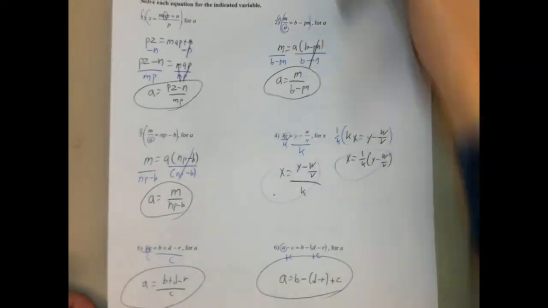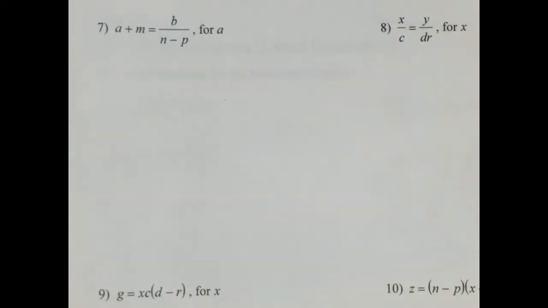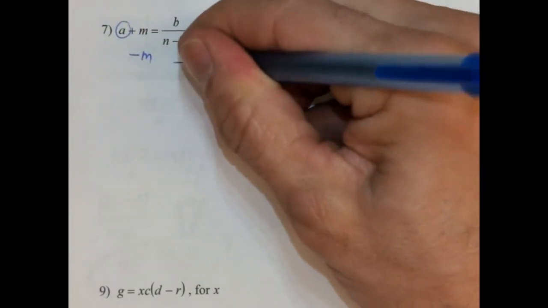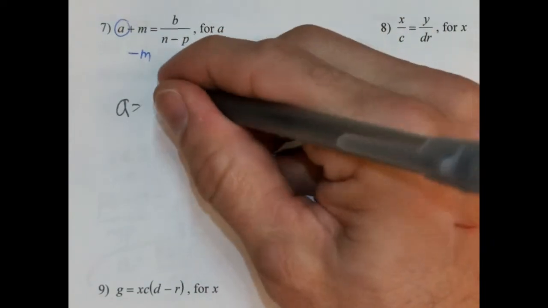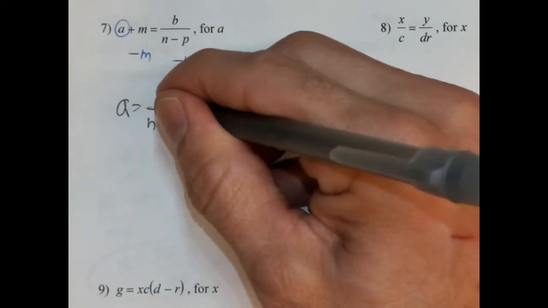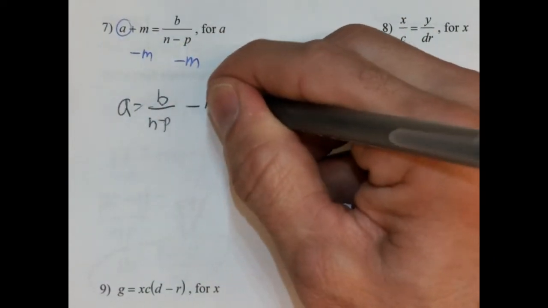There we go. Okay, let's try the next page. Zoom in here. Number 7. So we're solving for a. So we're going to do the inverse operation, so we're going to subtract m from both sides. So we're going to subtract m, and we're going to be left with a equals all this minus m. So b over (n − p) minus m.